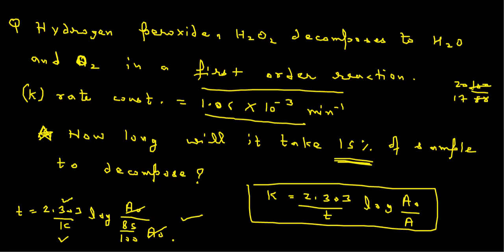Okay, yes. Of course, suppose I say that 85% of the sample is going to decompose. If 85% is going to decompose, can you tell me how much is left? A naught, the initial, remains the same, but the final becomes 15 upon 100. And 15 upon 100, can we say it becomes 3 upon 20? So log 20 minus log 3.